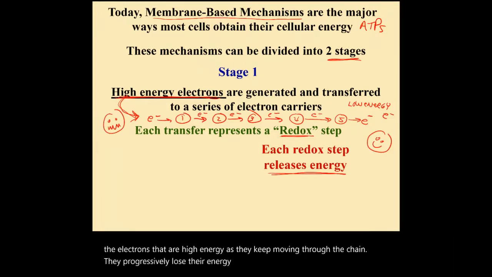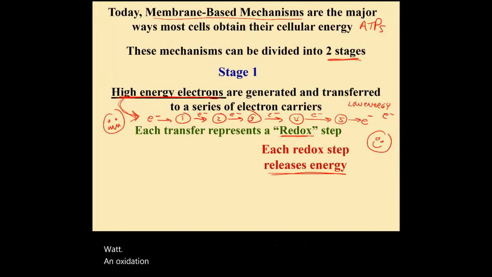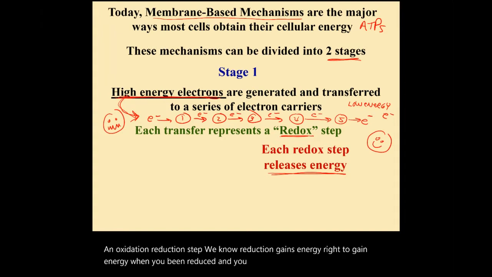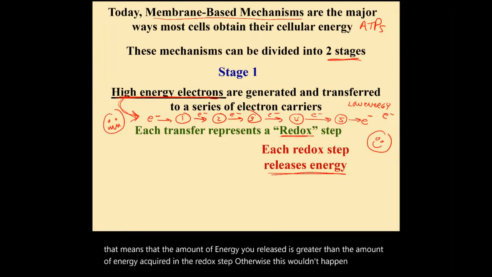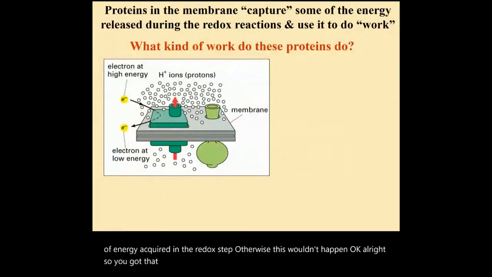So each redox step has to represent an oxidation reduction step. Reduction gains energy; you gain energy when you've been reduced, and you lose energy when you've been oxidized. But if this is going to take place and you come out with less energy, that means the amount of energy you released is greater than the amount of energy required in the redox step. Otherwise, this wouldn't happen. So you got that? Each redox step is going to release energy.